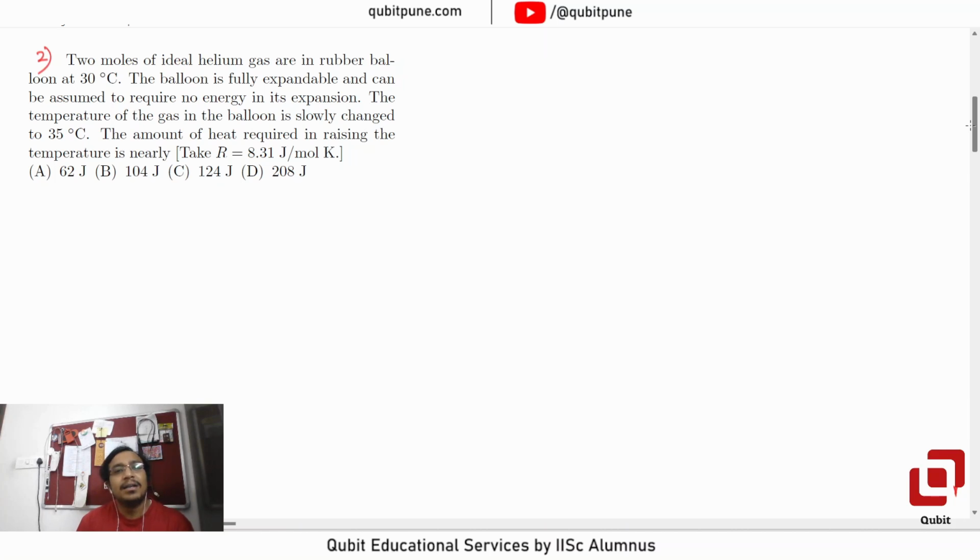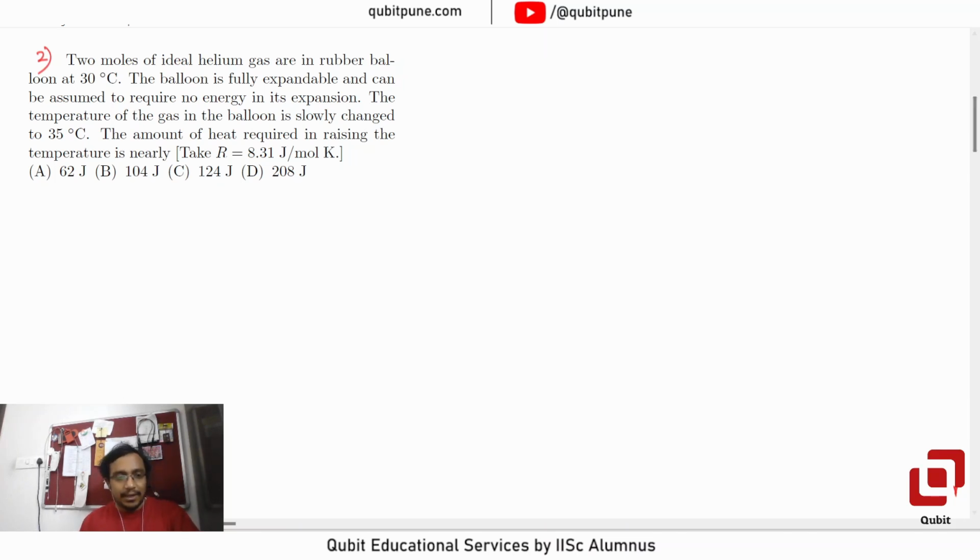2 moles of ideal helium gas are in a rubber balloon at 30 degrees Celsius. The balloon is fully expandable and can be assumed to require no energy in its expansion. The temperature of the gas in the balloon is slowly changed to 35 degrees Celsius. The amount of heat required in raising the temperature is nearly, in joules, 62, 104, 124, 208. Take R as 8.31 joule per mole Kelvin.